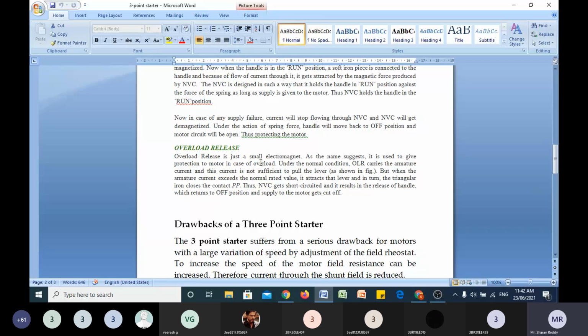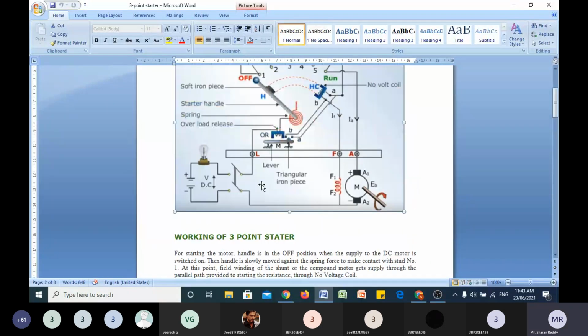Under normal condition, it carries armature current. This current is not sufficient, you know that. But when the armature current exceeds the normal value, it attracts the lever, and the triangular portion, what you can see, short circuits the NVC, which releases the handle because it gets demagnetized. Here you can see the triangular portion is lifted up by the extra current. When the extra current flows through this electromagnet, it becomes a magnet that attracts the soft iron piece. It will get short circuited and it demagnetizes it back to the off position. Thus, it is an overload protection.